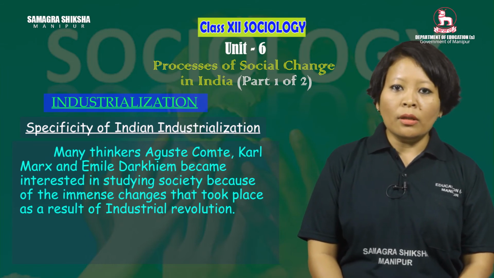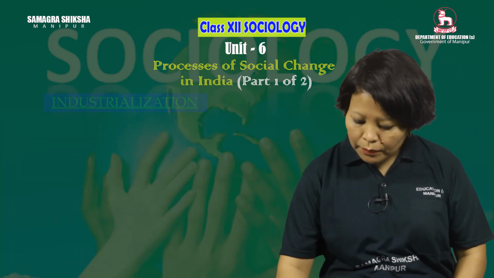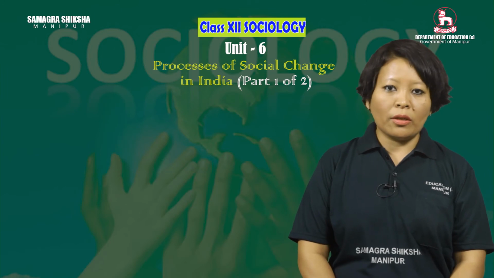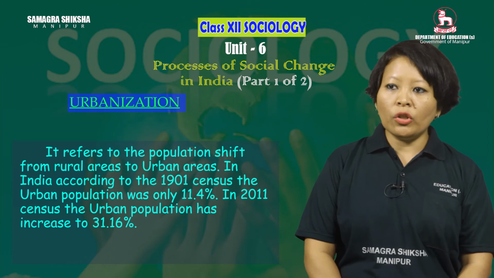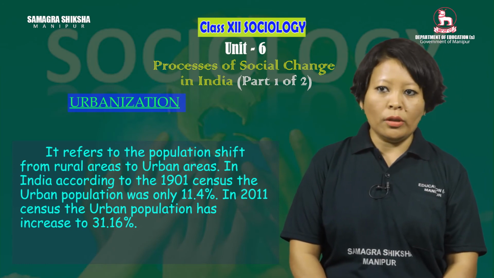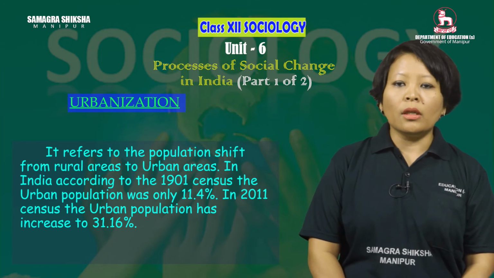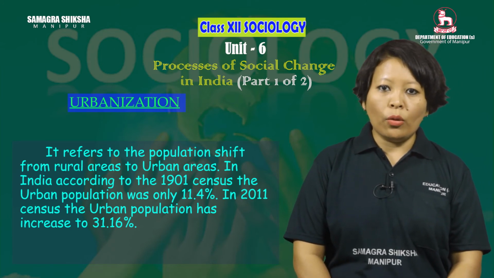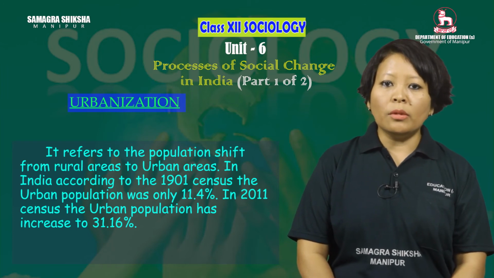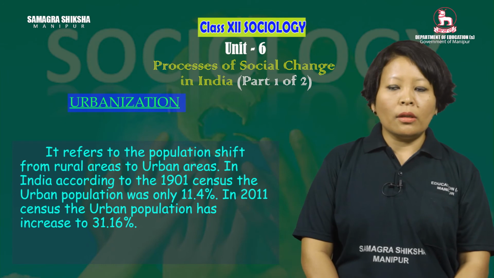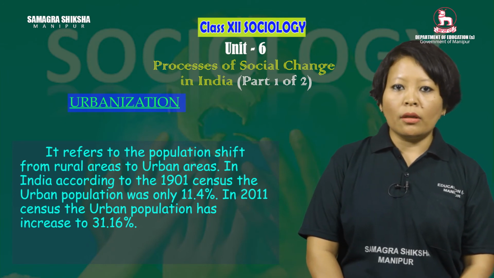This also gives birth to the subject sociology. The third structural process of change, urbanization. It refers to the population shift from rural to urban areas. In India, according to the 1901 census, the urban population was only 11.4%. In 2001, the urban population was 31.16%. So there has been quite an increase.